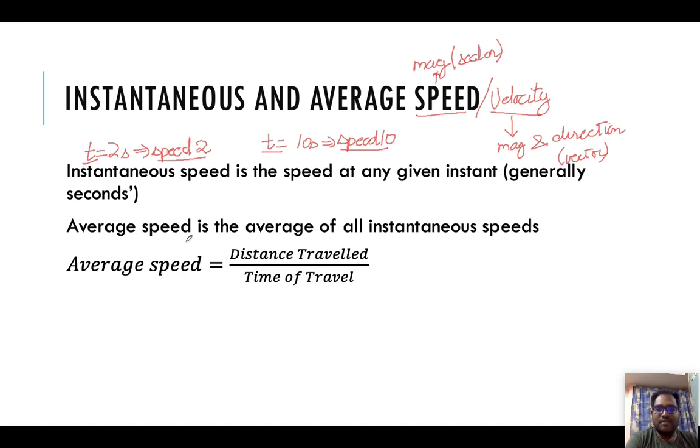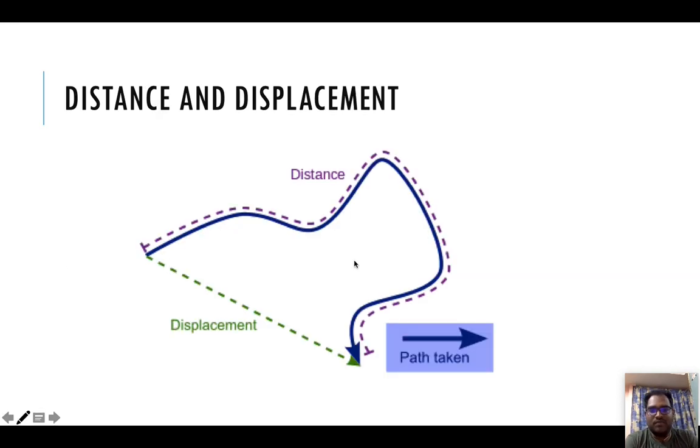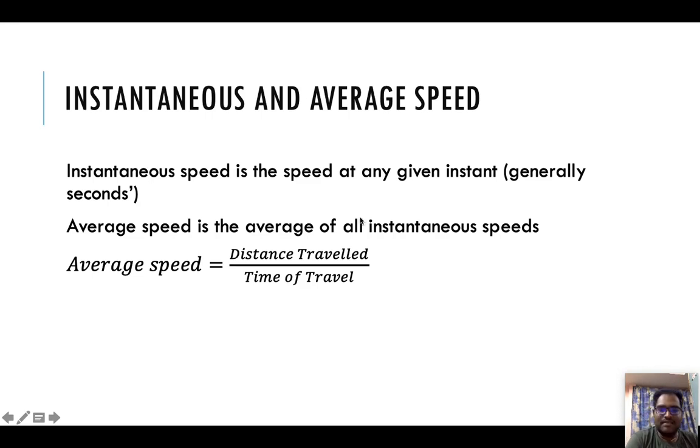Whereas the average speed is basically your distance traveled divided by the time of travel. If you go to the previous point, you will understand your distance is actually the path traveled. So the definition is the path traveled divided by the time taken for traveling that particular path.